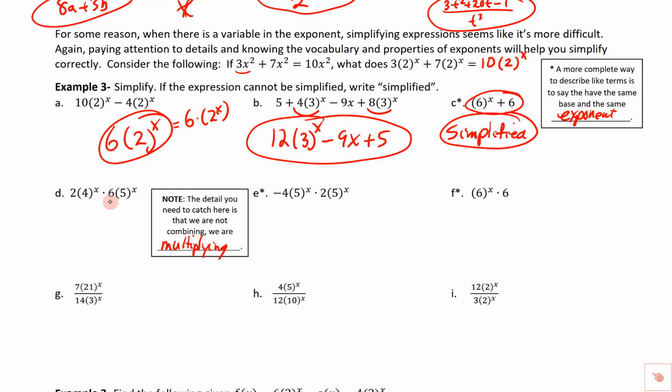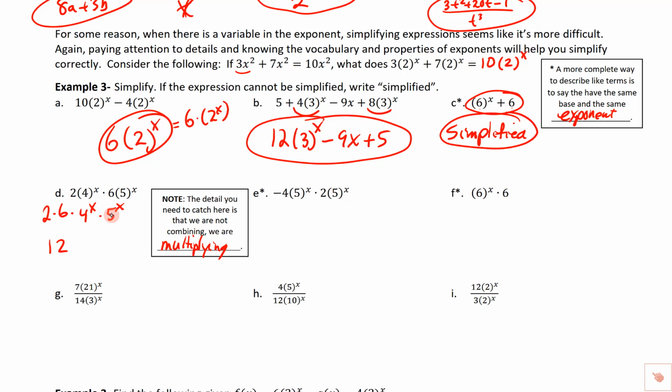So if you wanted to, what you could do is you could rewrite this using the commutative property of multiplication. So I'm going to go ahead and write the 2 times the 6 out here. Then that would be times 4 to the x, and then times 5 to the x. We can go ahead and multiply the 2 and the 6 together and get 12. And then we've got 4 to the x times 5 to the x.